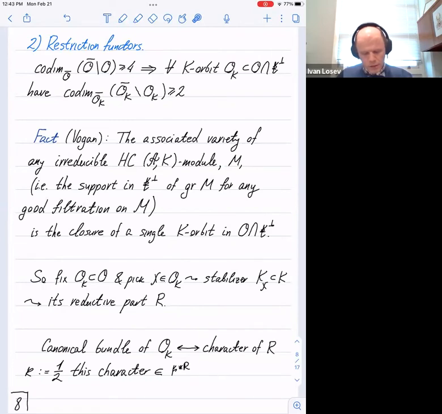And I want to consider the canonical bundle of O_K. This is an equivariant vector bundle. Restricting to a point, I get a character of my group R. And I want to multiply this character by 1/2. Okay, I will call this kappa. So now it's a character of the algebra of this group R.